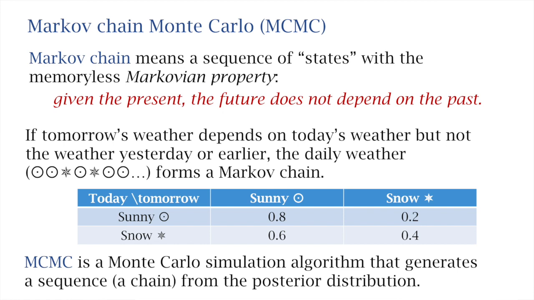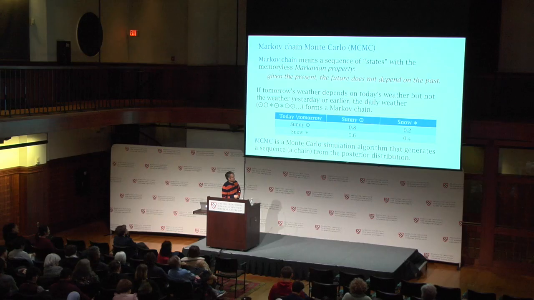Memoryless property. Let's say there are two kinds of weather here, sunny and snow. If the chances for sunny or snow tomorrow only depend on today's weather, but not yesterday's or earlier, then you can just work out some probabilities for the transition from today's weather to tomorrow's weather. That means the sequence of the weather over the days will be a Markov chain. It has no memory. Given today's status, tomorrow's status will not depend on the past status.